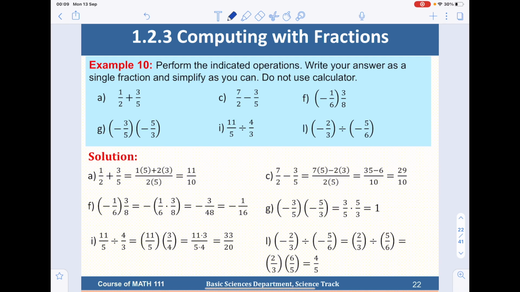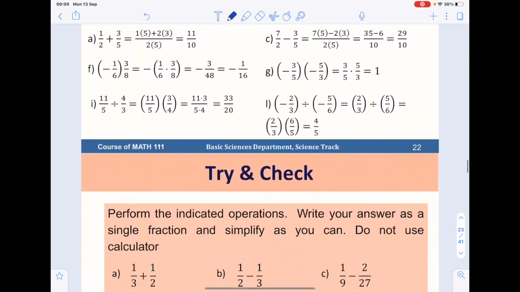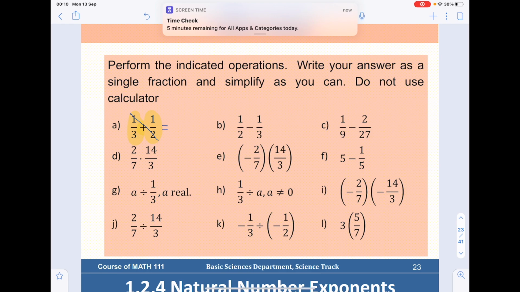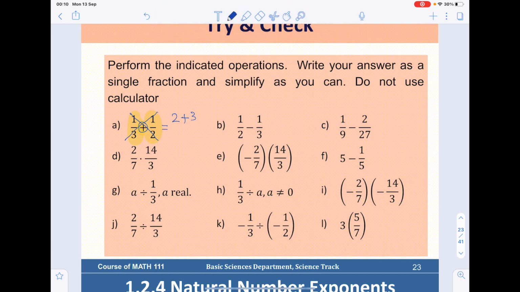Perform the indicated operations. Write your answer as single fractions and simplify as you can. Do not use a calculator. So we have some questions here, and since this one is already solved, I will skip this part and do this one with you. Let's check 1 over 3 plus 1 over 2. In this case, as you can see, we have different denominators. So I will cross-multiply: 1 times 2 is 2, plus 1 times 3, which is 3, over 2 times 3, which is 6. So I have 5 over 6.